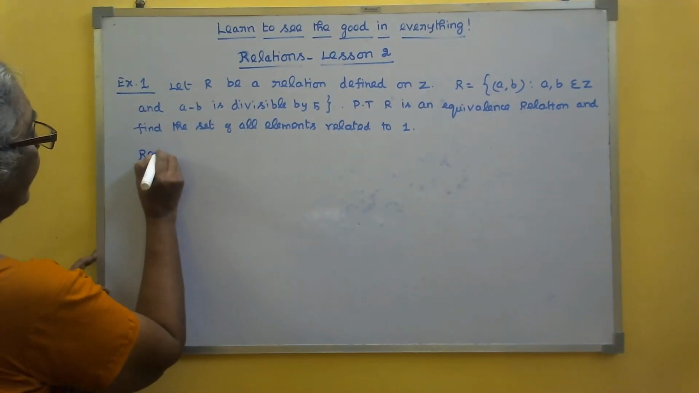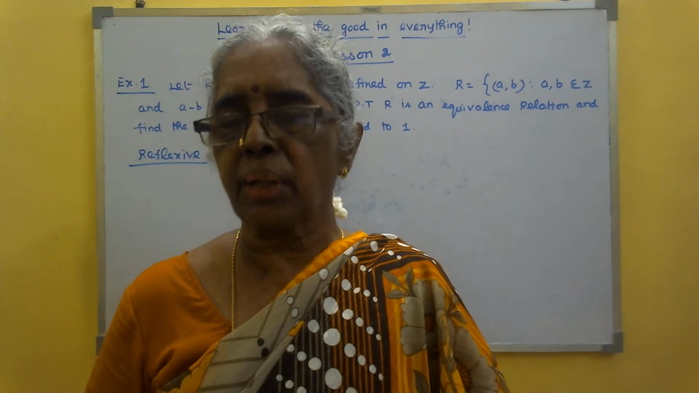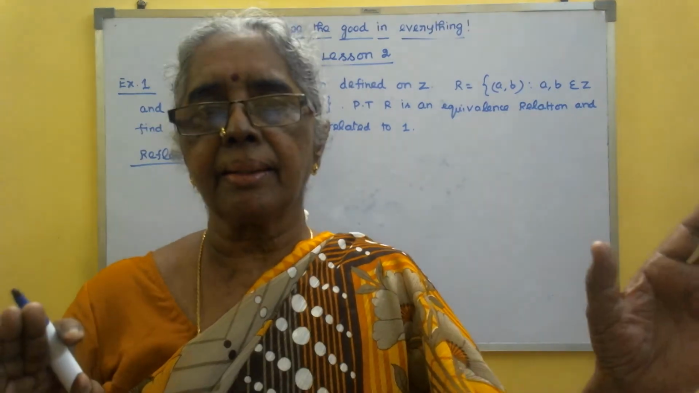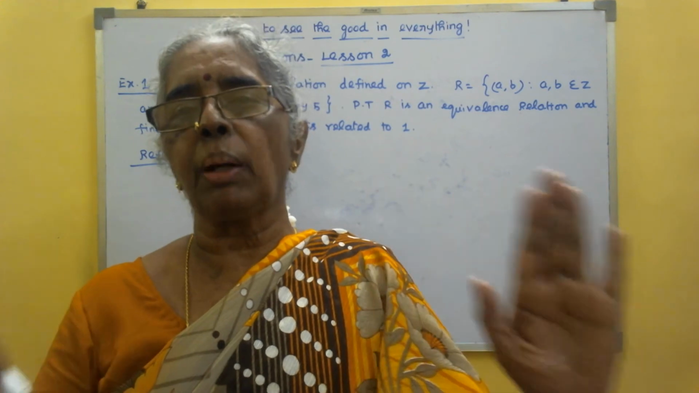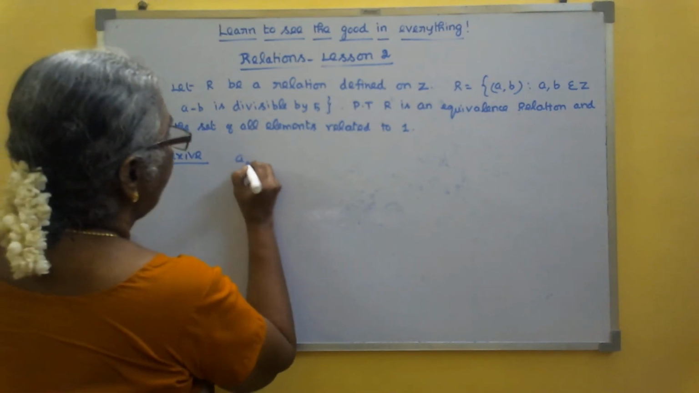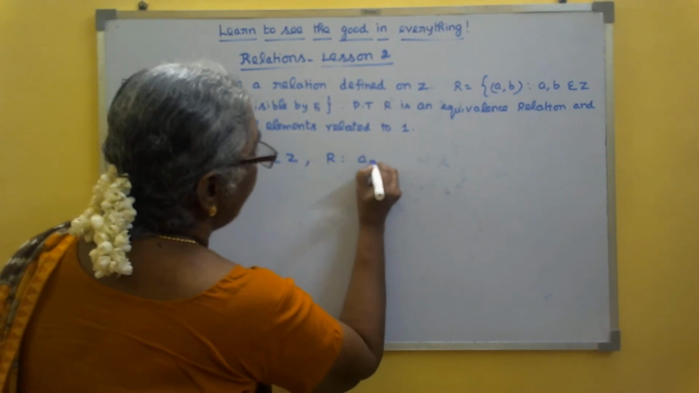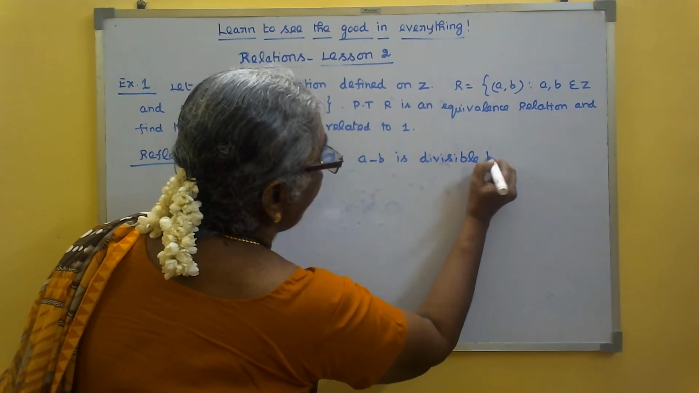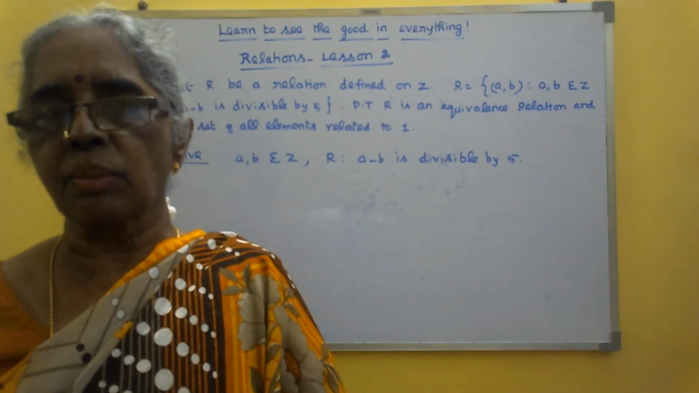First let us write reflexive as the side heading. That is, we are going to prove R is a reflexive relation. Now when you consider something, you should be concerned about the set. Here Z is the set. What is the rule of relation here? a minus b is divisible by 5. So both these things should be clear. So now I will write a, b belongs to Z. Then R is a minus b is divisible by 5. So I am writing the set, I am writing the relation: a minus b is divisible by 5.